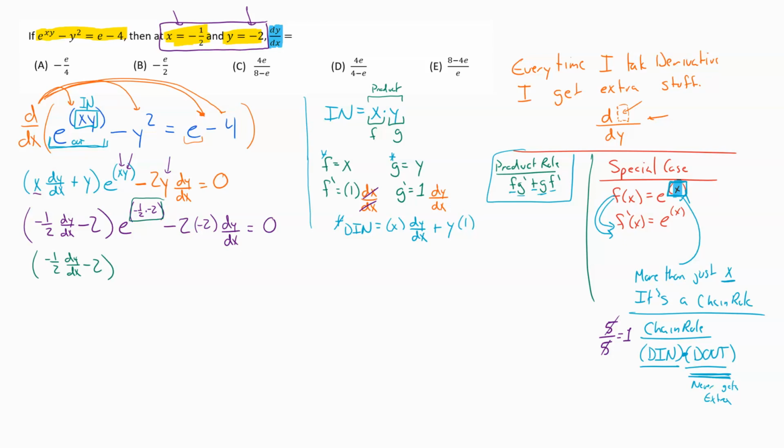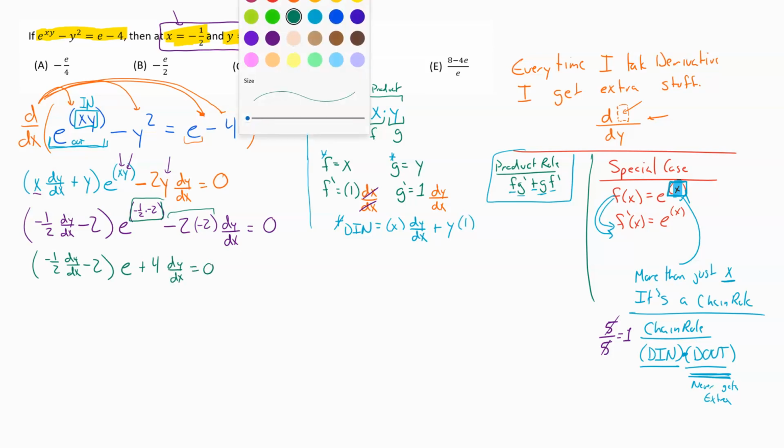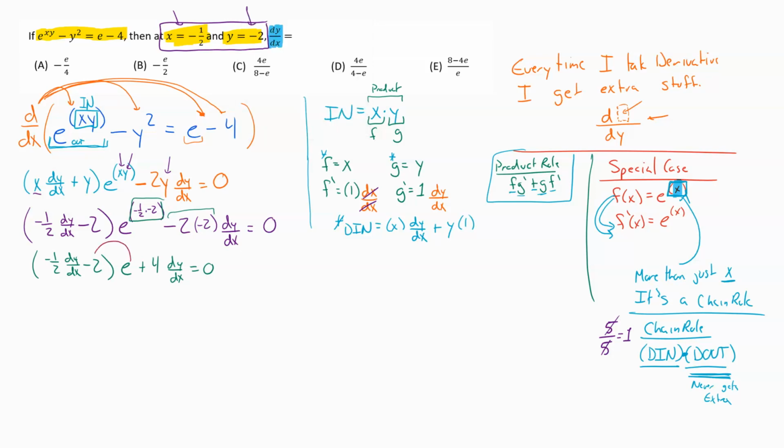-1/2 times -2 is going to get me just e to the first, so e. And then -2 times -2 is going to get me a +4 dy/dx, and all of that equals 0. Now I need to get rid of these parentheses at the back end here. So to do that, we're going to just distribute this e back into everybody.